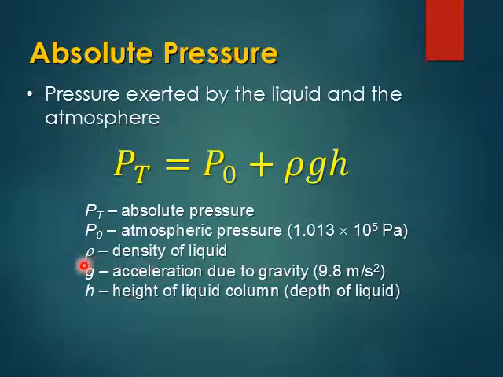Wherein you have here, the rho is the density of the liquid, g is the acceleration due to gravity, and h is the height of the liquid column.